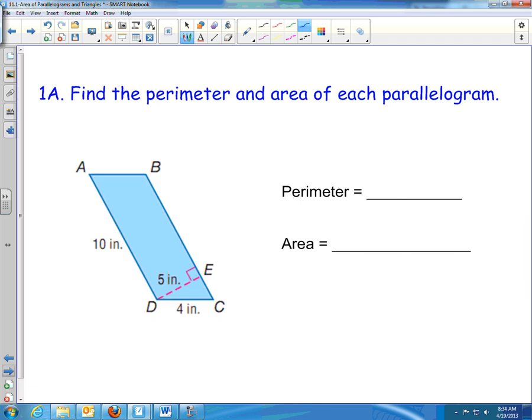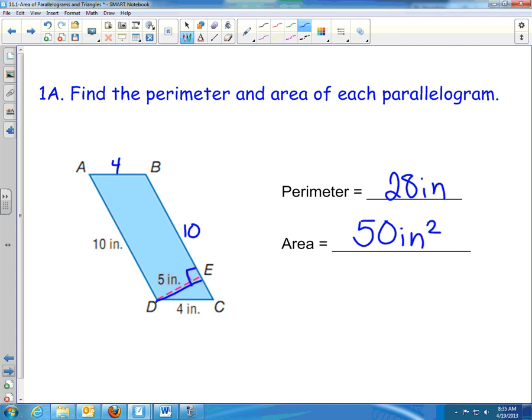All right, so first one, find the perimeter and area of each parallelogram. Well, if we look here, for perimeter, we know all the sides. This is going to be 10, and across is going to be 4. So if we go ahead and add those up, we get 28 inches. Now we need to talk about what's our base and what's our height. Our height is the one that makes a 90-degree angle. So our height is 5, and what it makes a 90-degree angle with is the base, so that 10. So we're going to take 5 times 10, and we're going to end up with 50 inches squared for our area.